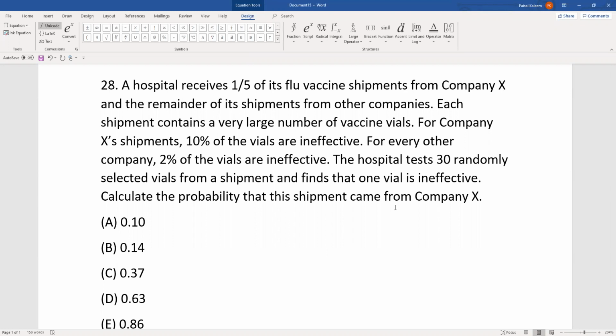The hospital tests 30 randomly selected vials from a shipment and finds that one vial is ineffective. Calculate the probability that this shipment came from company X.